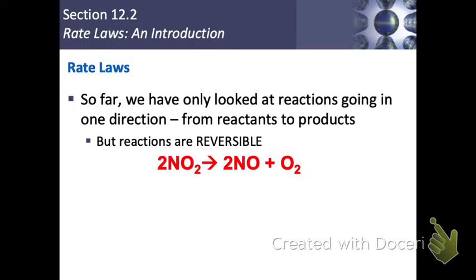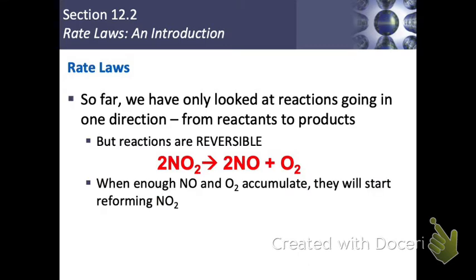But in all reality, reactions are reversible, right? Once enough products are formed, those products start interacting with each other, and they'll start going back the other way. So when you get enough products, in this example NO and O2, accumulating, they will start interacting and forming NO2 again. And so then your reaction will look like that. What were your products now become your reactants, and you form that NO2 as a product. That's what happens in reactions.